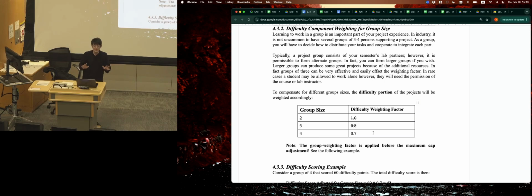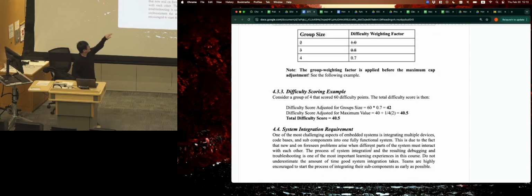In this class, this semester, we force everyone to have a 4-people group. We have, I think, three 5-people groups at the moment. So for the 4-people group, the difficulty level would be multiplied by a factor of 0.7. For a 5-people group, it's probably going to be 0.6. But we can discuss more on that.